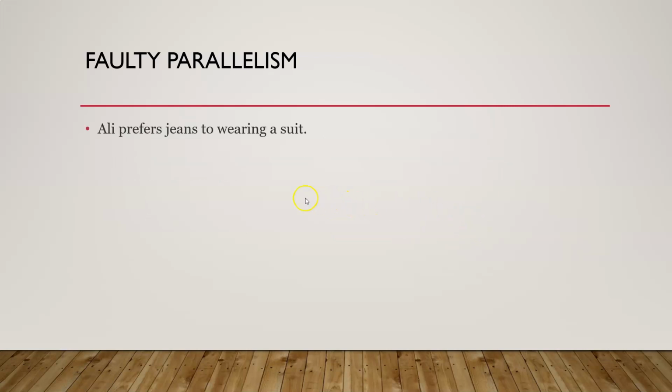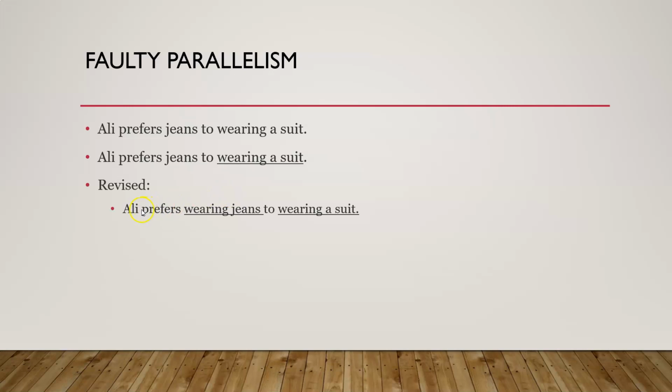Here's another example. Ollie prefers jeans to wearing a suit. So towards the end of the sentence, we have the phrase wearing a suit. It's not parallel because we don't have the same kind of phrase over here. So to make this sentence parallel, we just simply add wearing. Ollie prefers wearing jeans to wearing a suit. Now the sentence has parallel structure.